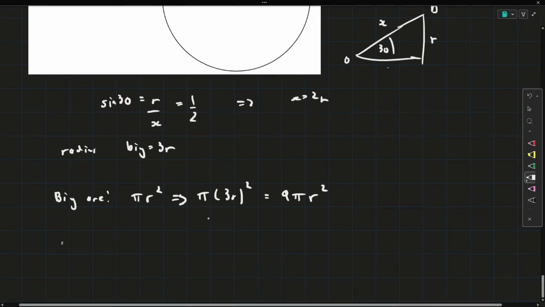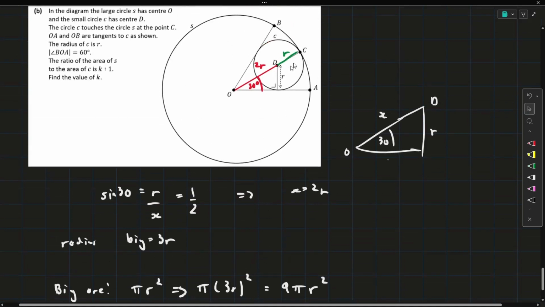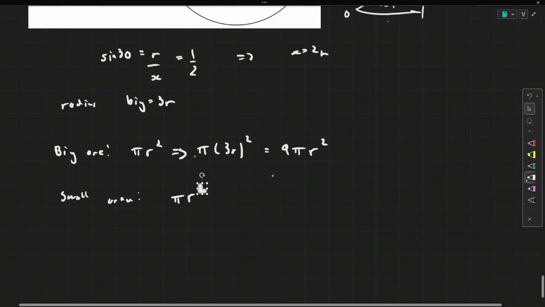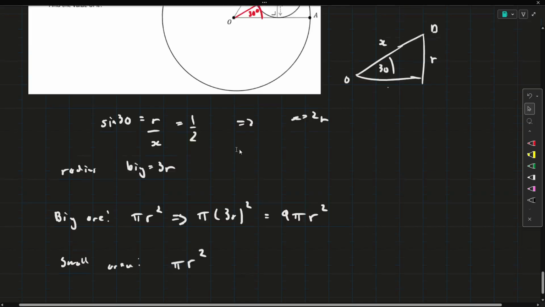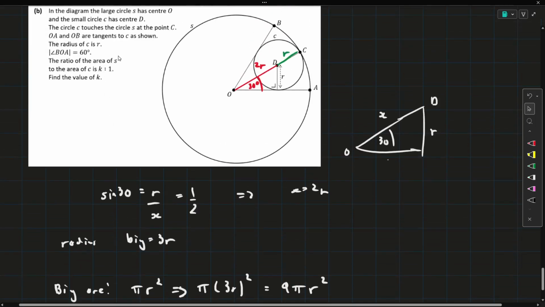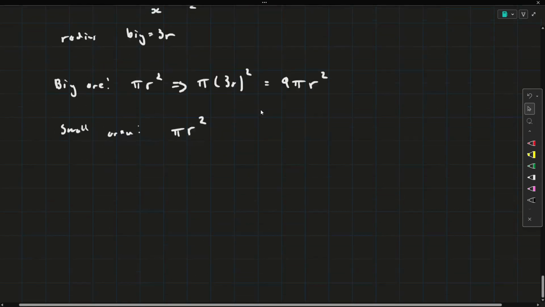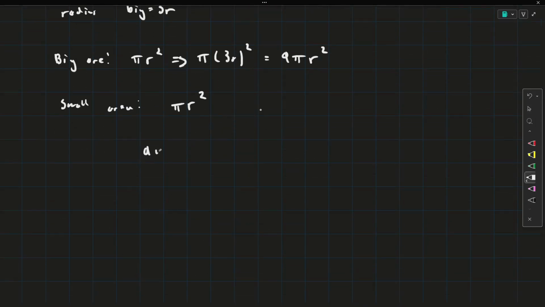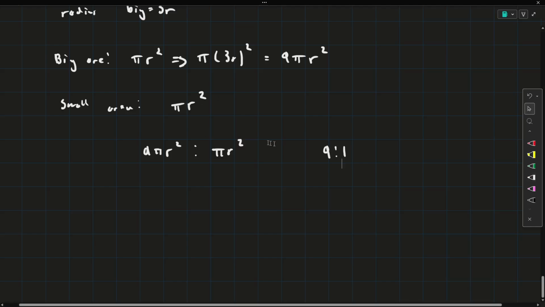And then the small area will be pi r squared, and then r is just little r. So it's just the radius, because the radius of the small circle is just r. So what's the ratio? So the ratio of area of S to C, so S is the bigger one to the smaller one. So we have 9 pi r squared, the ratio of that to pi r squared. Well, since the left-hand side is 9 times bigger than the right-hand side, that's the same as having a ratio of 9 is to 1, where the left-hand side is 9 times bigger than the right-hand side.